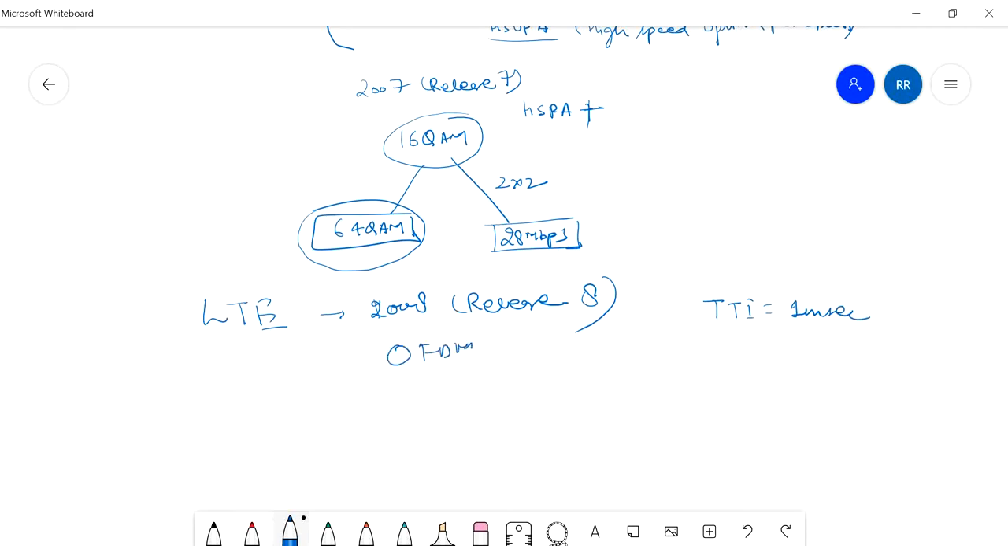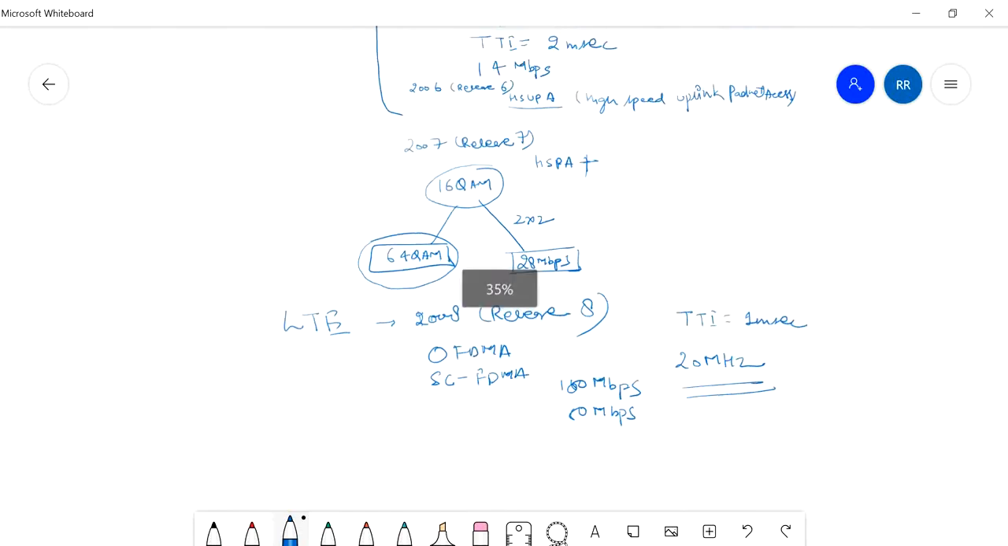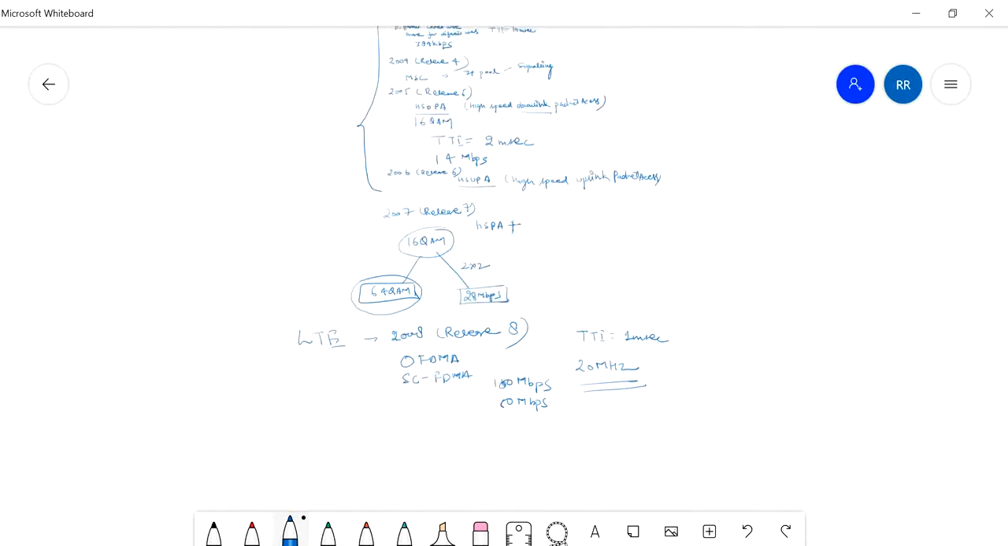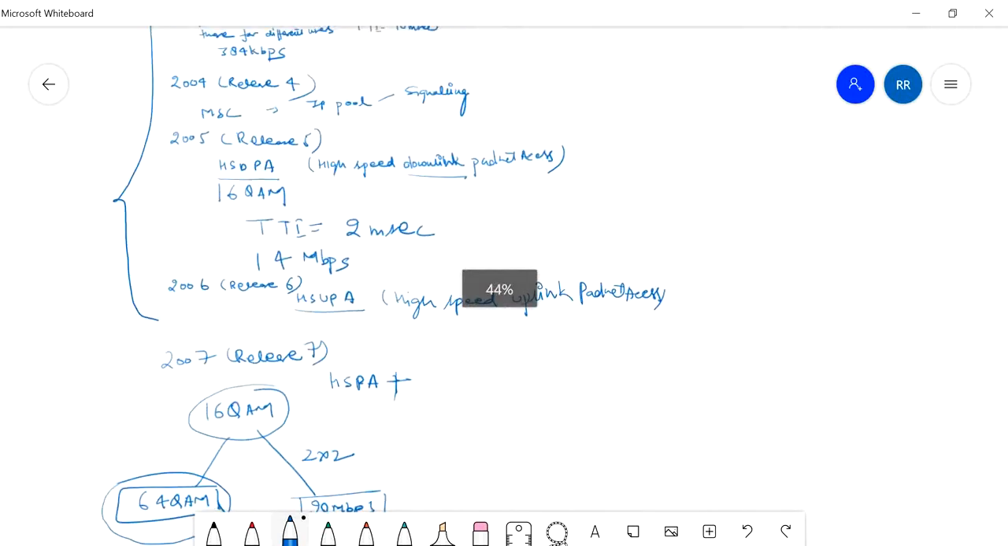Downlink technology was OFDMA, access technology. Uplink was SC-FDMA, single carrier frequency division multiple access. And standard speed was 100 Mbps downlink and 50 Mbps uplink. And the bandwidth used to be 20 megahertz maximum, right, without CA. So these are the LTE.